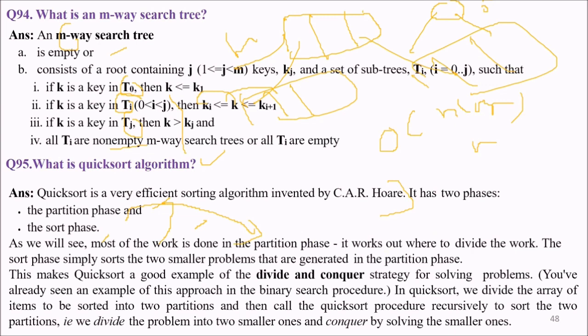It works out where to divide the work. The sort phase simply sorts the two smaller problems that are generated in the partition phase. This makes quicksort a good example of the divide and conquer strategy for solving problems. We have already seen an example of this approach in the binary search procedure. In quicksort, we divide the array of items to be sorted into two partitions and then call the quicksort procedure recursively to sort the two partitions. That is, we divide the problem into two smaller ones and then try to conquer by solving the small ones.